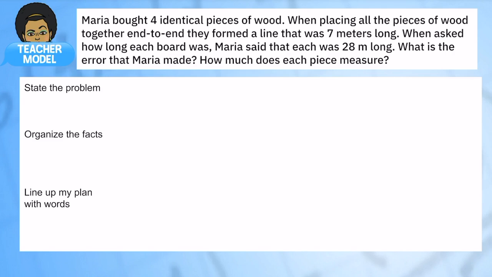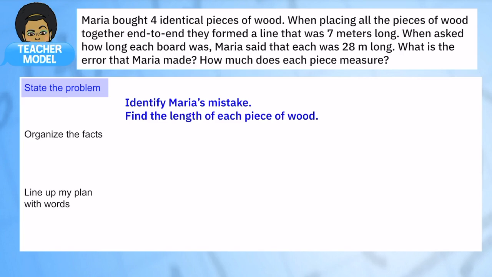Maria bought 4 identical pieces of wood. When placing all the pieces of wood together end to end, they formed a line that was 7 meters long. When asked how long each board was, Maria said each piece was 28 meters long. What is the error that Maria made? How much does each piece of wood measure? So in my own words, they're asking us 2 things. 1, we have to identify Maria's mistake. And 2, we're going to find the length of each piece of wood.